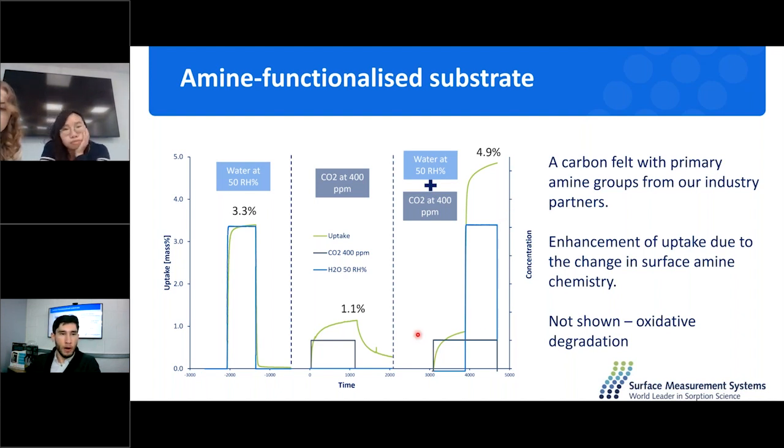So here is an experiment where we first expose the material to 50% relative humidity. It takes up about 3.3% in weight. We expose it to CO2 at DAC level, so 400 ppm, and it takes around 1.1%. Fairly slow kinetics here, but otherwise good uptake. And when we expose it to both components together, what we see is that it takes up more than the individual sum of its parts. So this is how the enhancement effect can be quantified. Now, of course, we cannot say for certain which one is absorbed onto the surface, whether it's water or CO2, but there has to be at least some CO2 in that extra uptake.